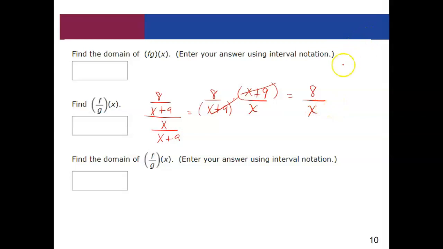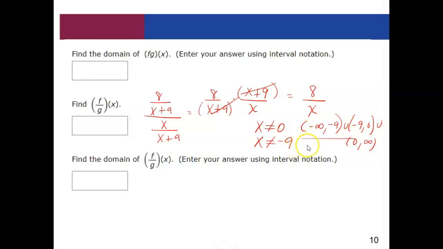So we have to look at this and see, because we have x here in the denominator, we're going to have to exclude 0. 0 is not going to be able to be a value that we use. And we don't lose our original restriction. So our original restriction said that x could not be -9. So we're going to have both of these combined together. So our intervals are going to be from -infinity to -9, from -9 to 0, and then from 0 to infinity.